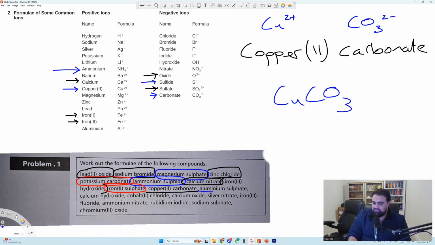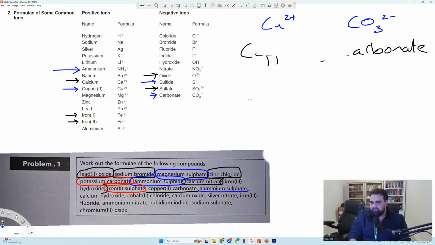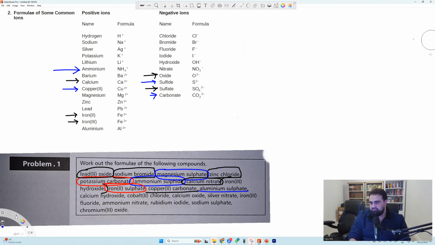Easy. That's copper carbonate. It's a famous one as well. You guys should know that because it comes up a lot in chemistry GCSE. Let's do aluminium sulfate. This one's super interesting. Watch, Rachel. This one's kind of difficult. So what are we going to do? This one looks hard, but aluminium has a +3 charge. It's right here, right?